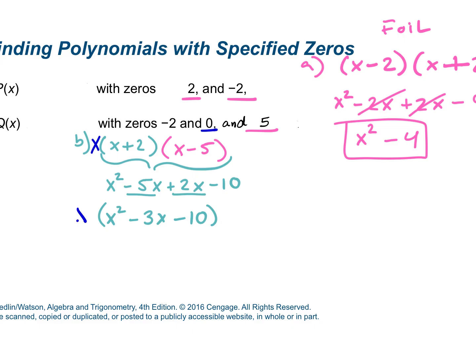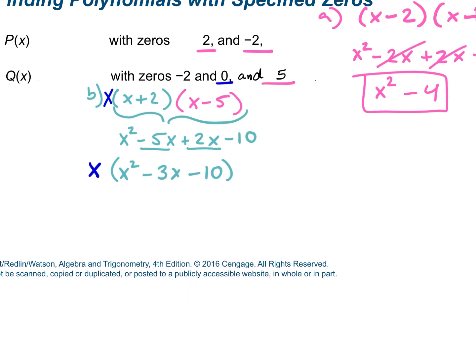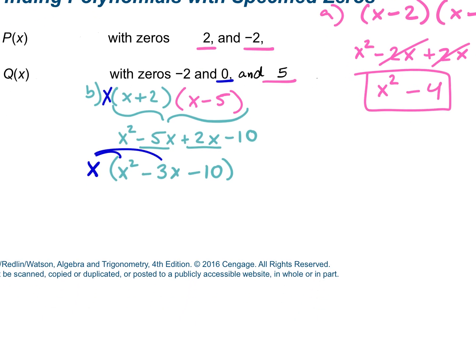And then we can't forget about that x that we have out front. The last step is we're just going to distribute the x. So it's easiest just to save that for last, because it's going to be the easiest math that you'll do. Just save the distributing for last. What's x times x squared? X cubed. What's x times negative 3x? Negative 3x squared. And x times negative 10? Negative 10x. So this would be our answer.